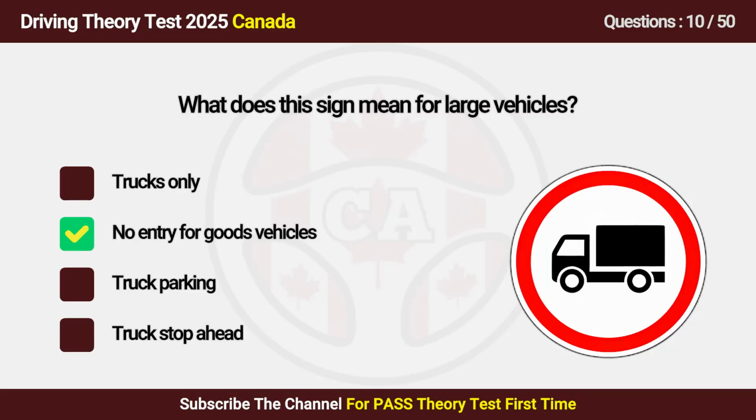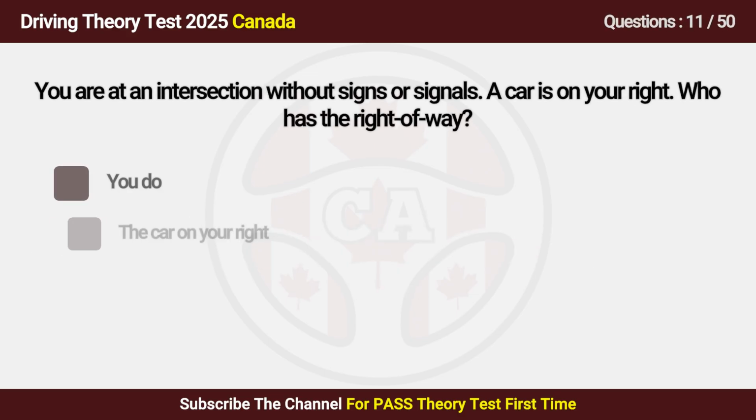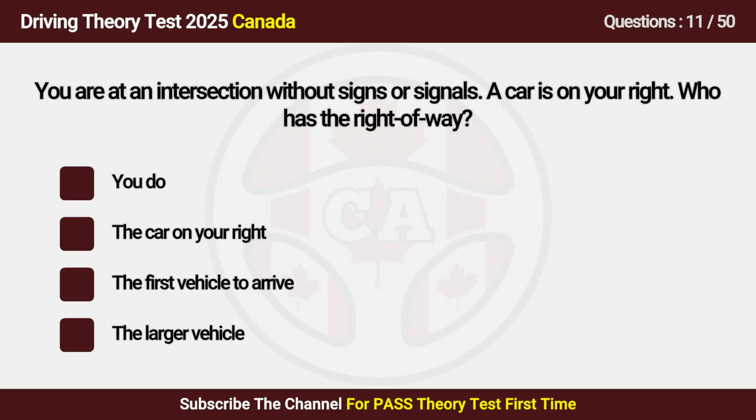Answer is B. No entry for goods vehicles. This sign prohibits the entry of goods vehicles, trucks, into the area beyond the sign. This restriction may apply to certain roads or zones. Question 11. You are at an intersection without signs or signals.